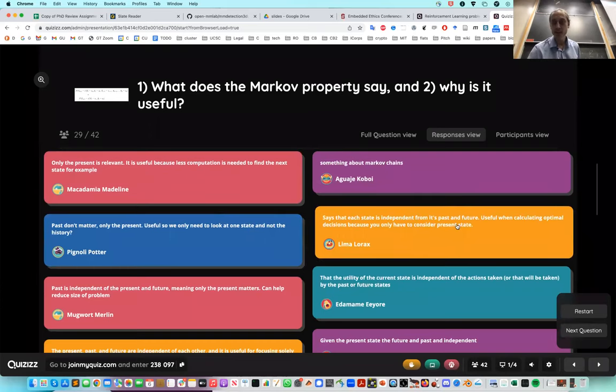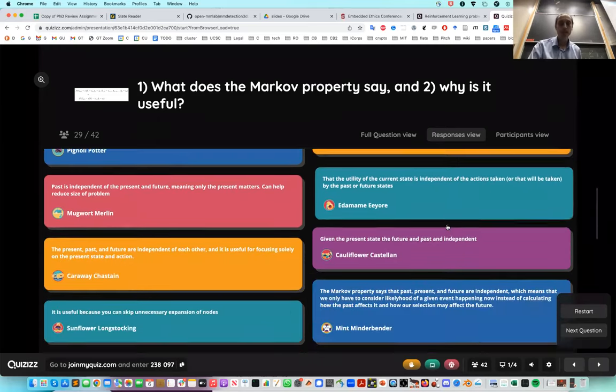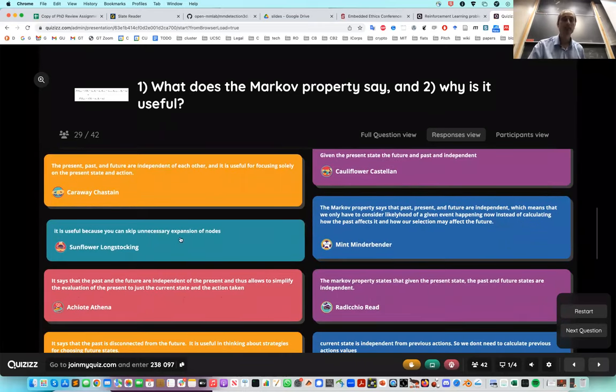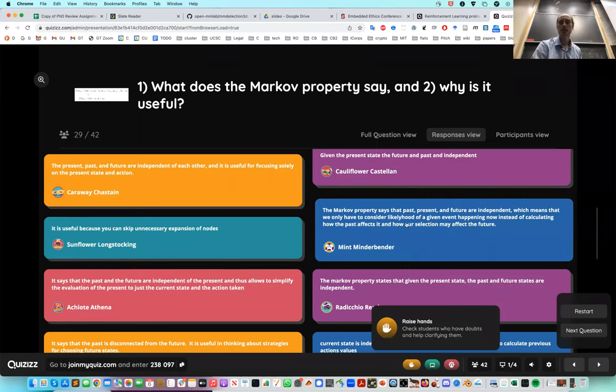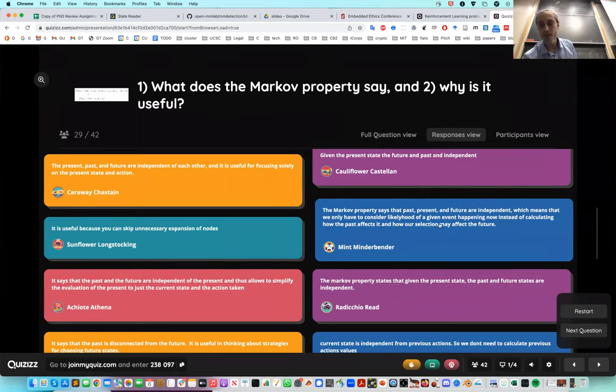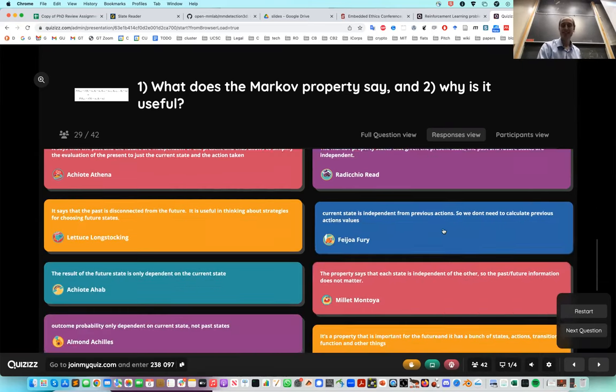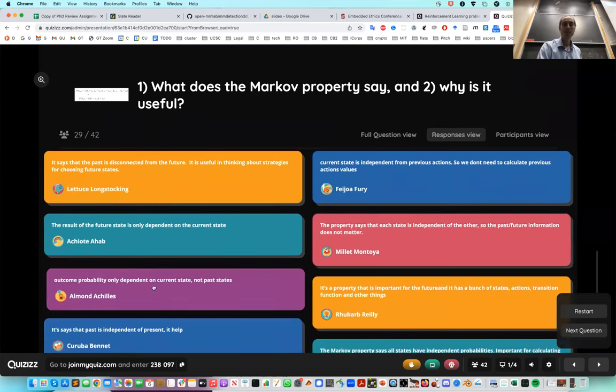Says that each state is independent from its past and future. Useful when calculating optimal decisions because you only have to consider present state. It is useful because you can skip unnecessary expansion of nodes. When you have a computational graph, yes, you don't have to look in the past. The Markov property says the past, present, and future are independent, which means that we only have to consider likelihood of a given event happening now instead of calculating how the past affects it. Yes, this is correct. The outcome probability only dependent on current state, not the past state. Yes, correct. Does it make sense what the Markov property is telling us? Good.